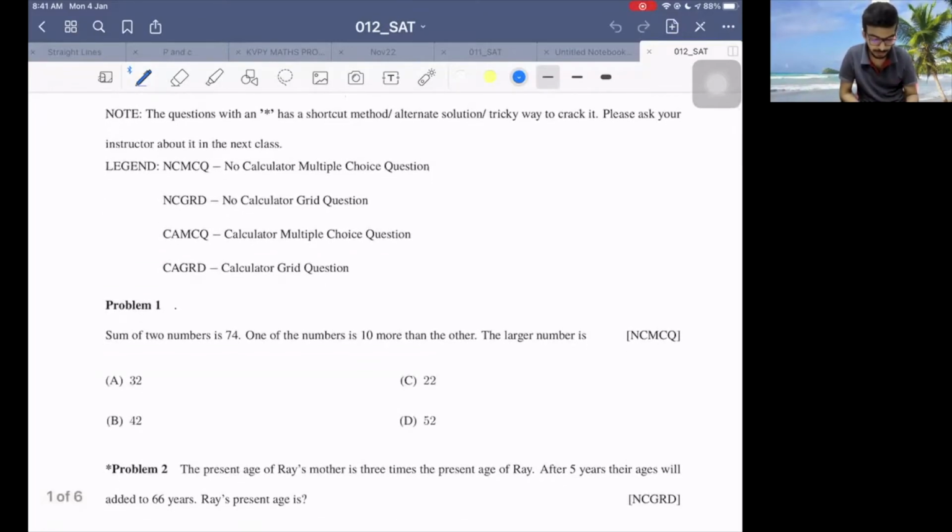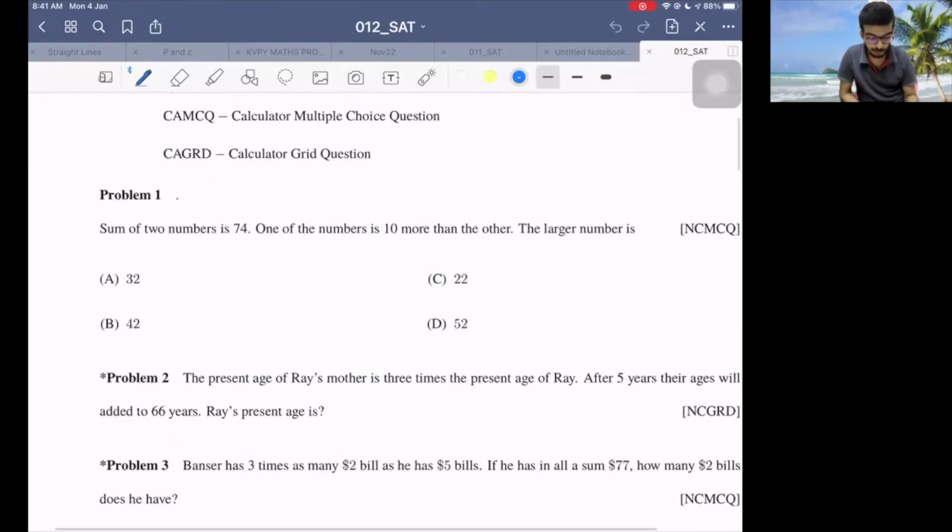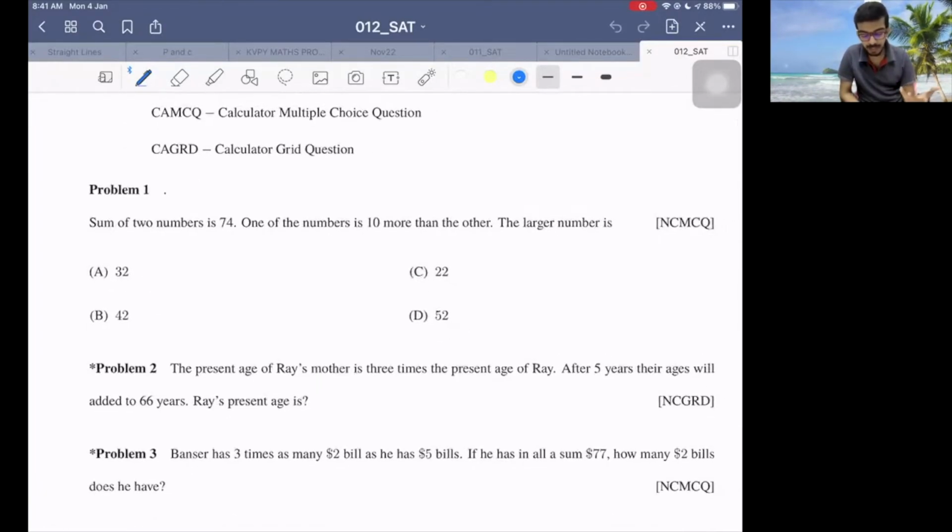See this question. First question. Sum of two numbers is 74. One of the numbers is 10 more than the other. The larger number is. Can you give it a try? Just give it a try and then I'll tell you how to do it. Please give it a try.